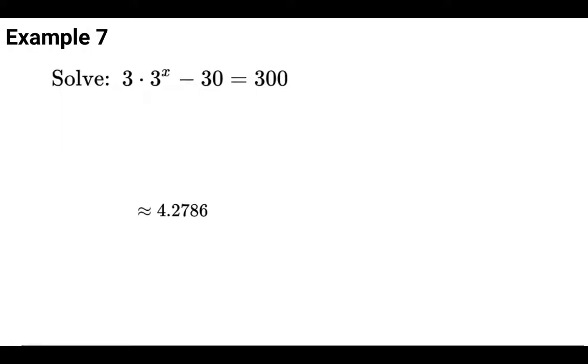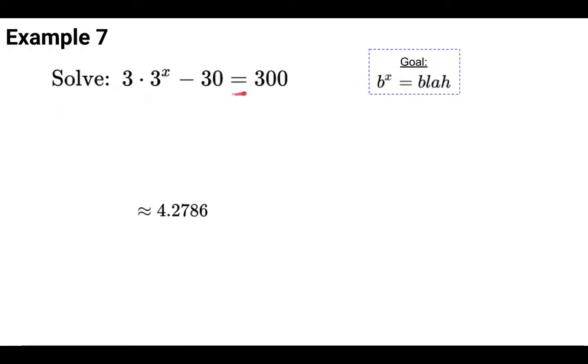Oh, there's my answer. Let's see if I can't work my way there. I have a little bit more complex of an exponential equation here. I've got 3 times 3 to the x minus 30 equals 300. And since I have an x in the exponent, I know I'm going to need to use logs at some point, but as it stands, I can't really take the log of both sides right now. I'd like it to be something that I could work with.